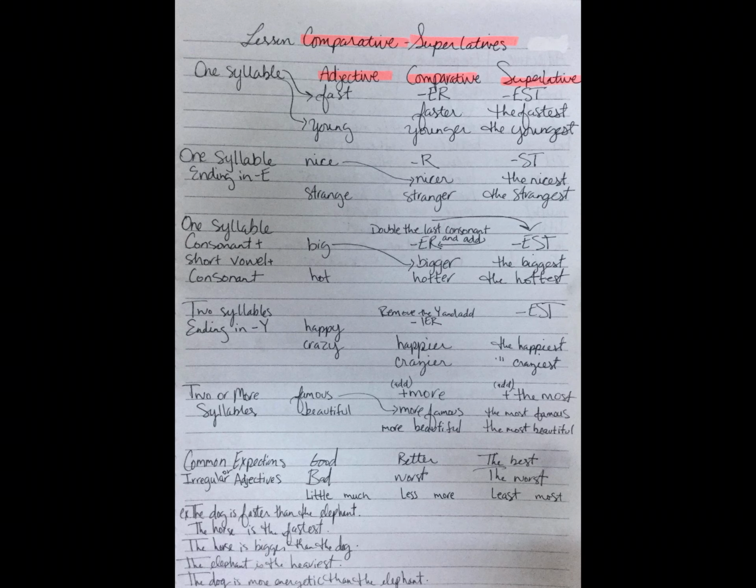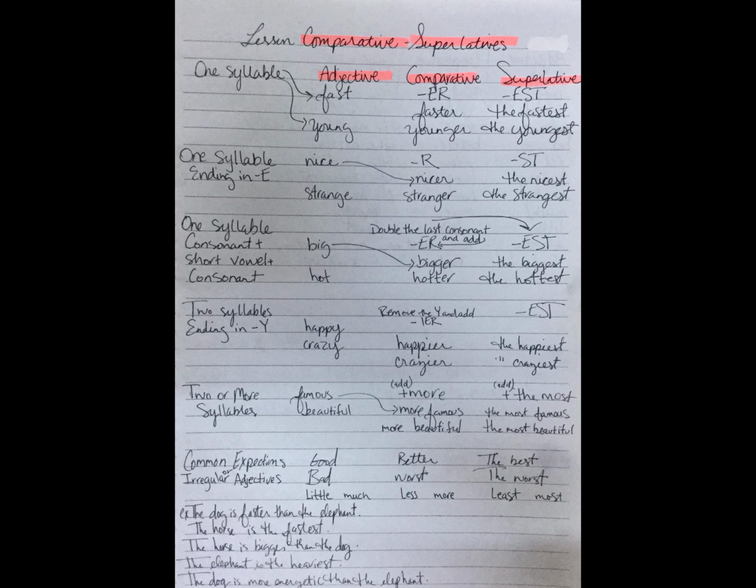Remember that we need to add the for the superlative. For any one syllable word that ends in E, we need to just add an R. So nice, we already have an E, so for the comparative, we would add ER, but since we have an E, we just add an R. So nice becomes nicer, and strange becomes stranger, because there's already an E at the end of those words. And then for the superlative, it becomes the nicest and the strangest.